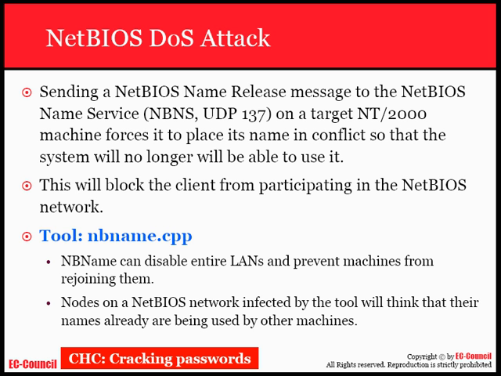Basically, what this does is it sends a NetBIOS name release message to the name service on any NT or 2000 machine. And basically what this does, when the system releases this name, the system can't use that common name. So as a result now, the client will disconnect from that NetBIOS network. And there are many different tools that I can use to actually launch this denial of service. One of the most effective ways to do this is to run this against an entire LAN. In that case, all of the machines will come offline. In other words, I will corrupt all of the NetBIOS information on that particular LAN.